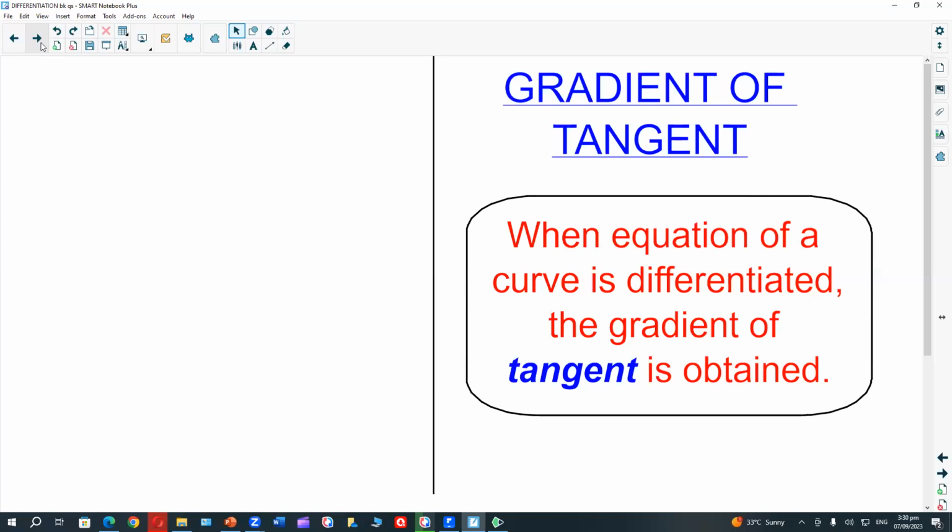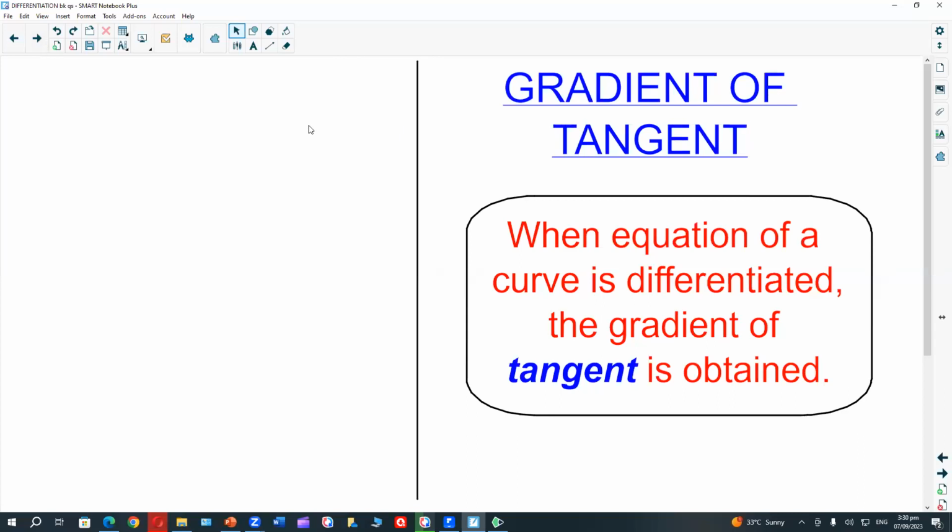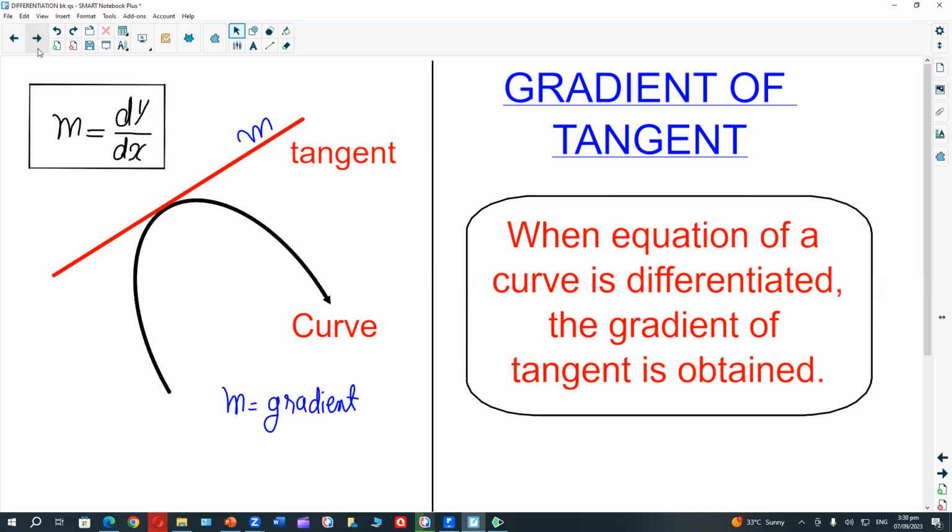It's a very important concept, and it comes in every year. Every year, this concept is in the paper. What is the concept? That if you differentiate the equation of a curve, you will get the gradient of the tangent. How it appears, look at the screen. This is a curve, and the straight line touching the curve is a tangent. When you differentiate it, you will get the gradient of the tangent. Remember, gradient belongs to a straight line always. Now you have to copy this screen.